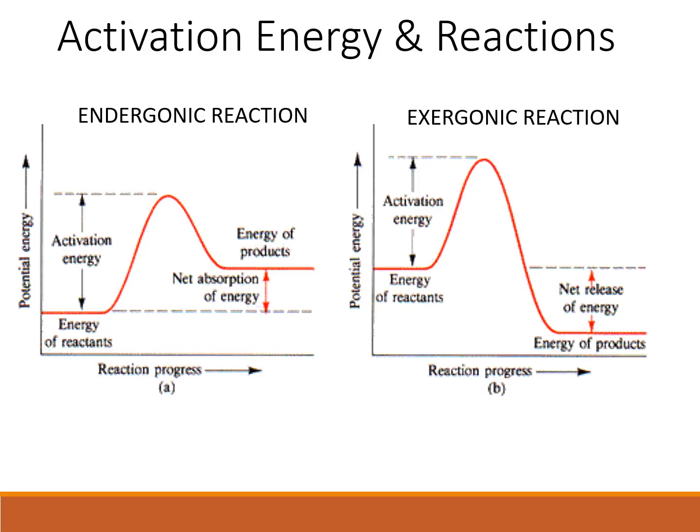exothermic. In an endergonic reaction, the energy of the products is greater than that of the reactants. So you have to put even more energy in. If that energy you put in is in the form of heat, then that endergonic reaction can also be called endothermic.